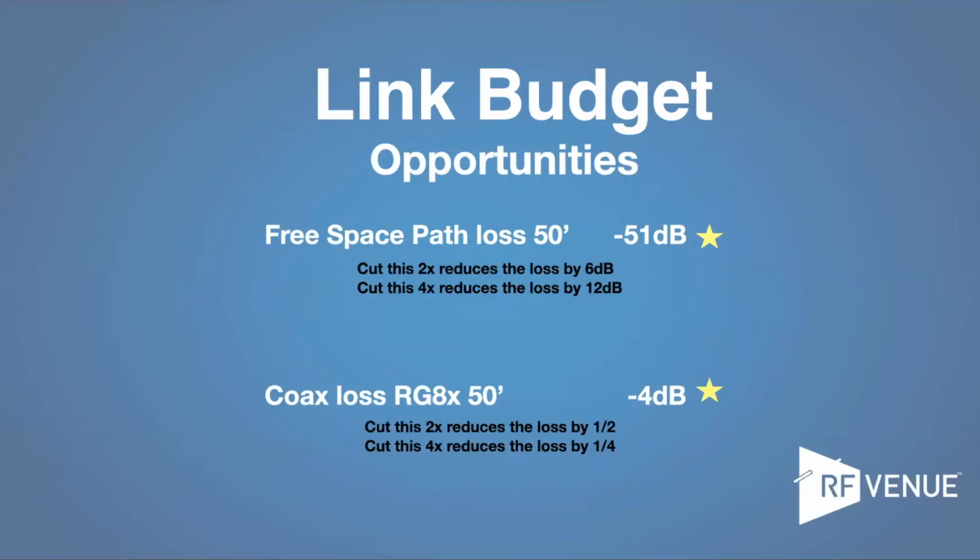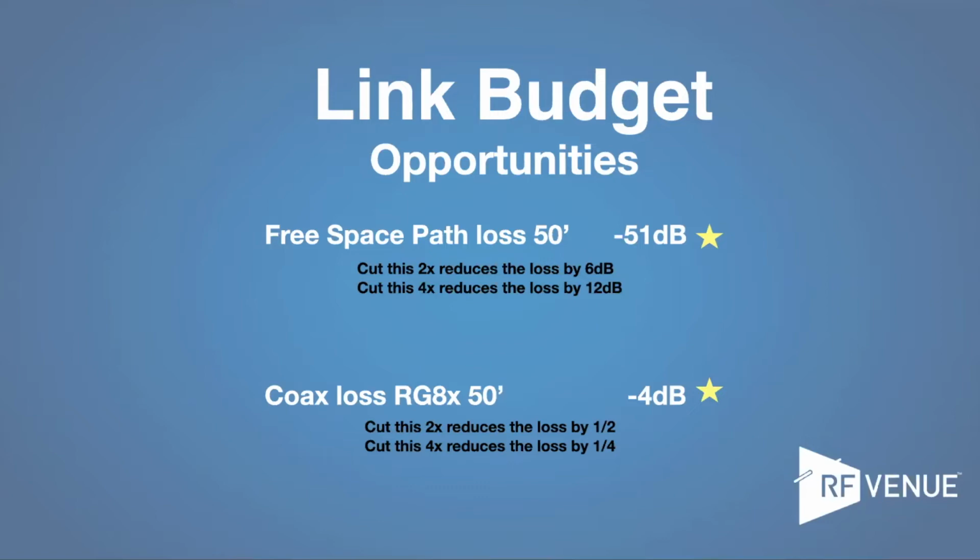So free space path loss, this is a logarithmic number, right? So if you cut a distance in half, you lose 6 dB. If you double a distance, you add 6 dB to the loss. We're getting numbers now, right? So moving around here, you pick up a whole bunch of power.